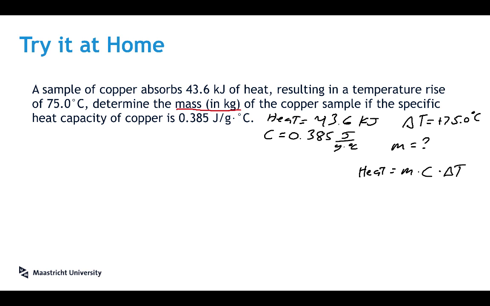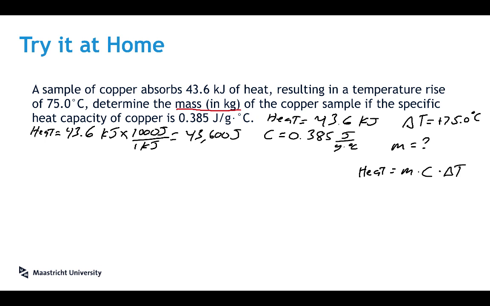One of the things we want to do is to take our heat measurement and put it into joules. Notice that my heat unit is kilojoules, and then my specific heat unit is joules. So we want to make sure that those two things are the same. And so to do that, we're just going to say that our heat is equal to 43.6 kilojoules times 1,000 joules for every 1 kilojoule, and that gives us 43,600 joules of heat.